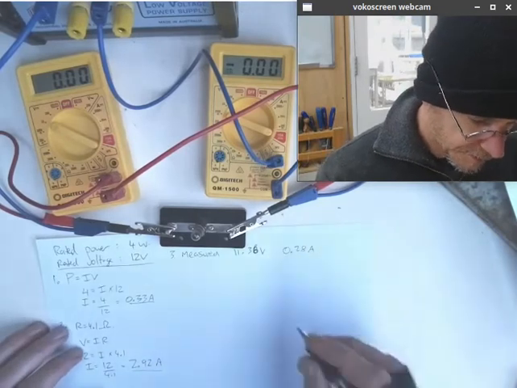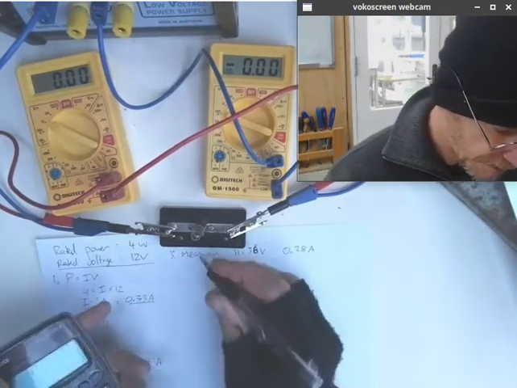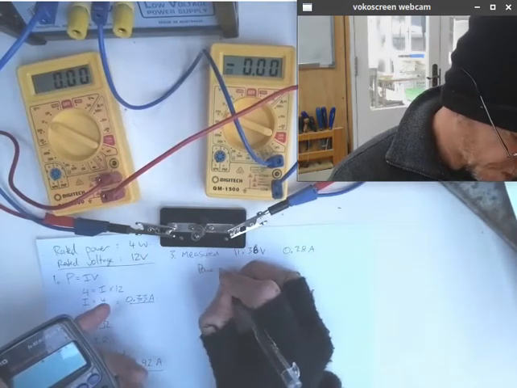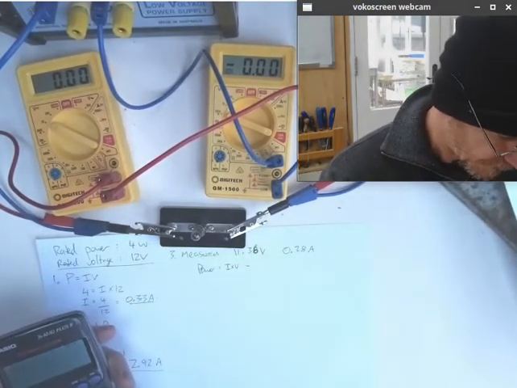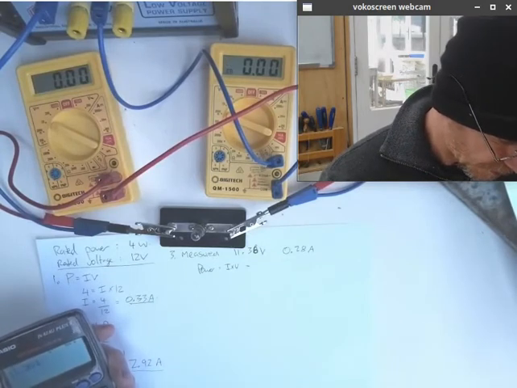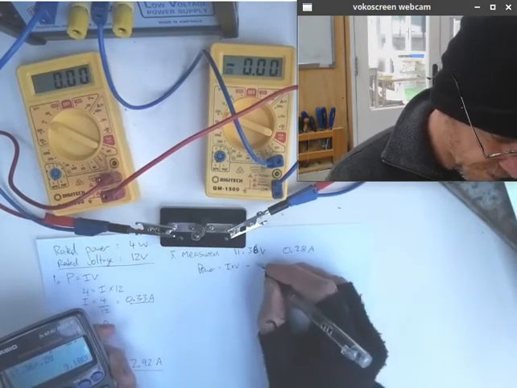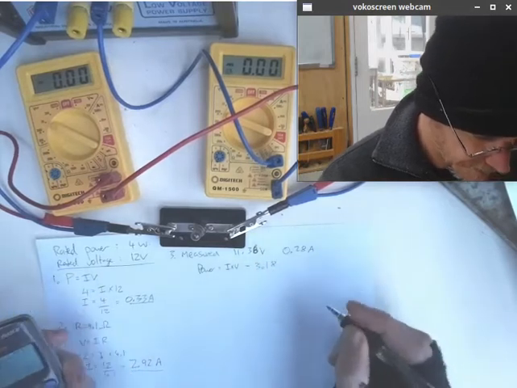And what power did it produce? Well, we can also work that out. Power equals I times V. 11.36 times 0.28, which is 3.18 watts.